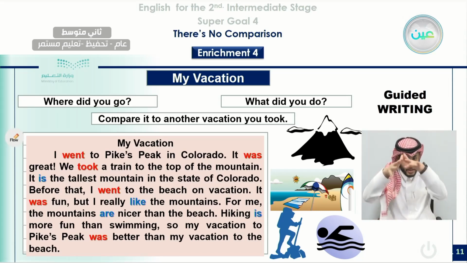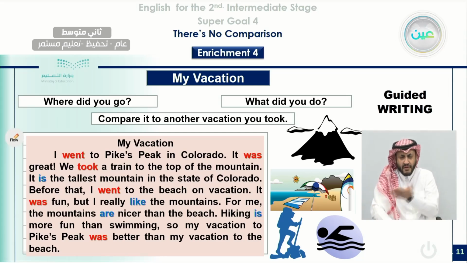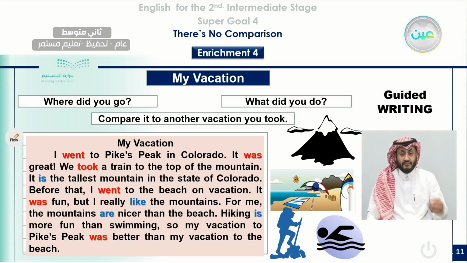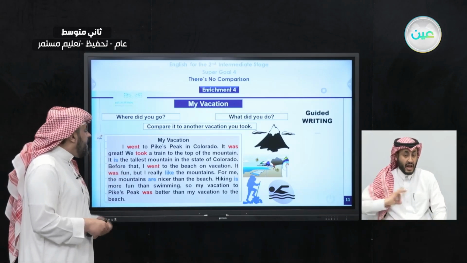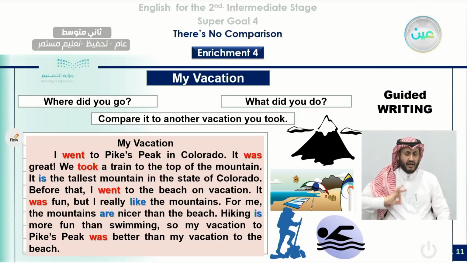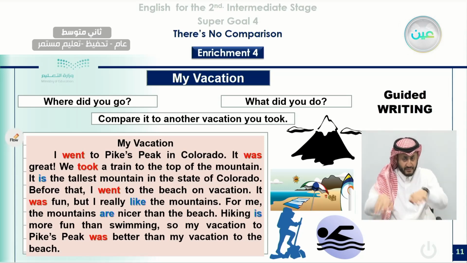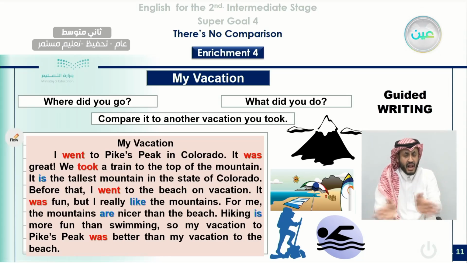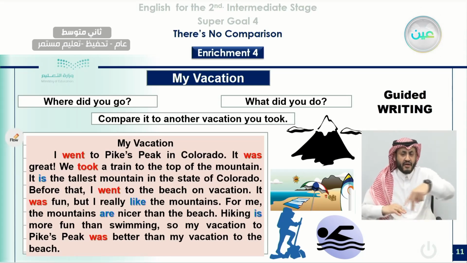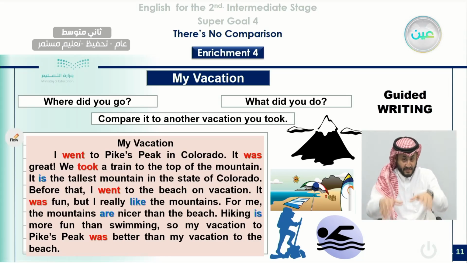Before that, I went to the beach on vacation. It was fun, but I really like the mountains. Notice here, it was fun is in the past. But now, he's telling us about himself or herself. I really like the mountains. This is a fact about himself. He likes mountains. For me, mountains are nicer than the beach. This is a fact also, not talking about any event in the past. Hiking is more fun than swimming. To him, he likes hiking more than swimming. So my vacation to Pikes Peak was better than my vacation to the beach.